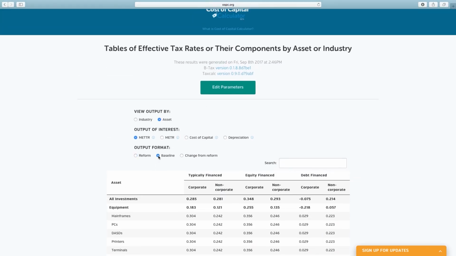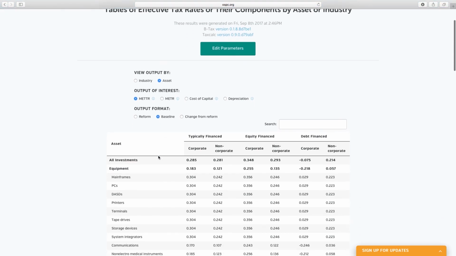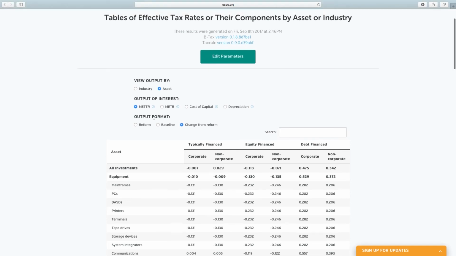Going back to the top, let's change our output format and see what we can view here. If we go to baseline, this shows us the marginal effective tax rates under current law, and we can also look at the difference between the reform we specified and the baseline. There are a few options for output of interest. Let me just describe 2 of those here.